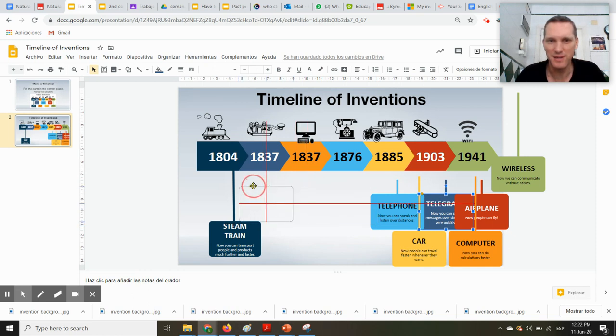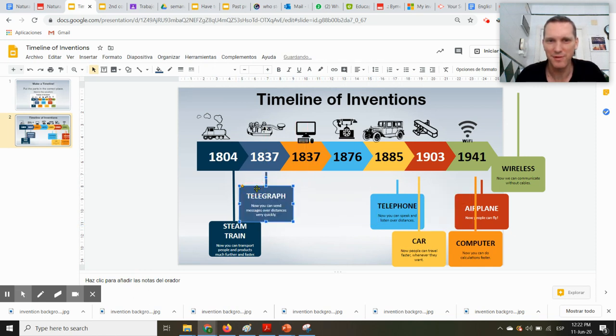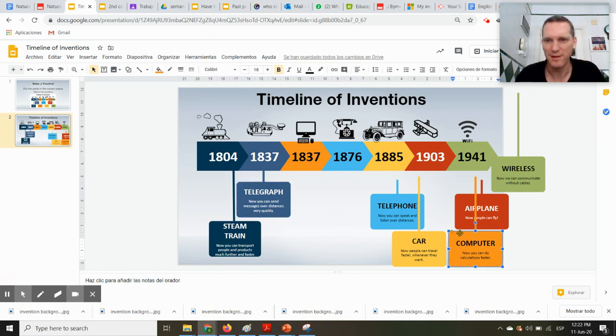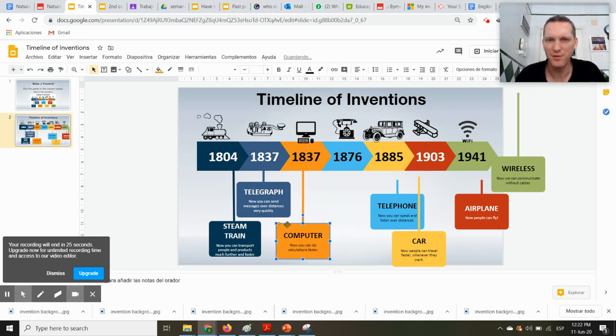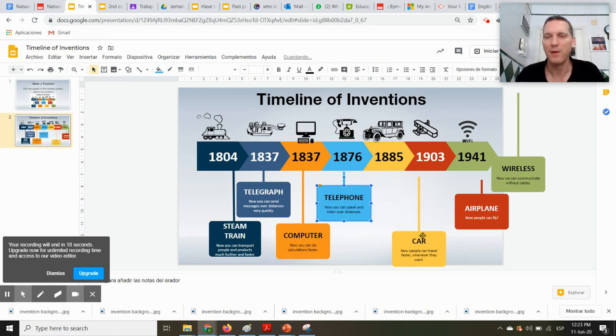What do you think? Can you do this? The telegraph is here. A little bit more. Come on. I like that better. Next, the computer. Let's move the computer now. We'll put it right here. So you move it until you think it's just right. You continue the telephone here. And when you put all of them in the correct place, you send me this timeline.